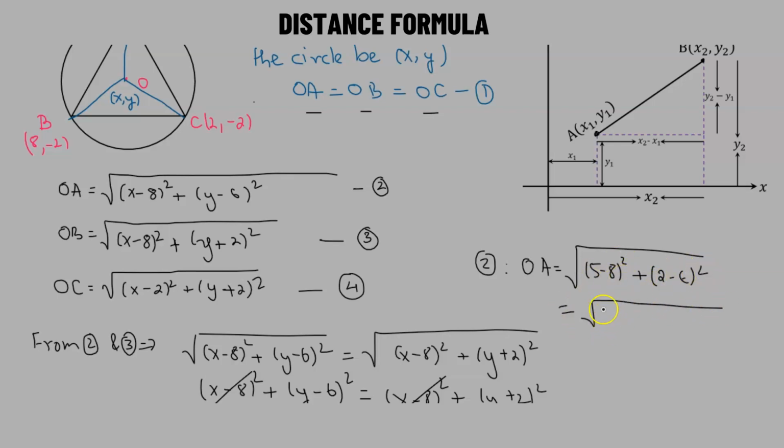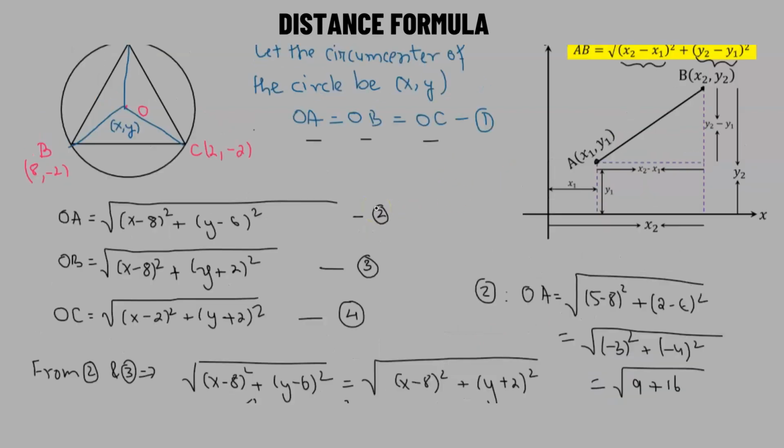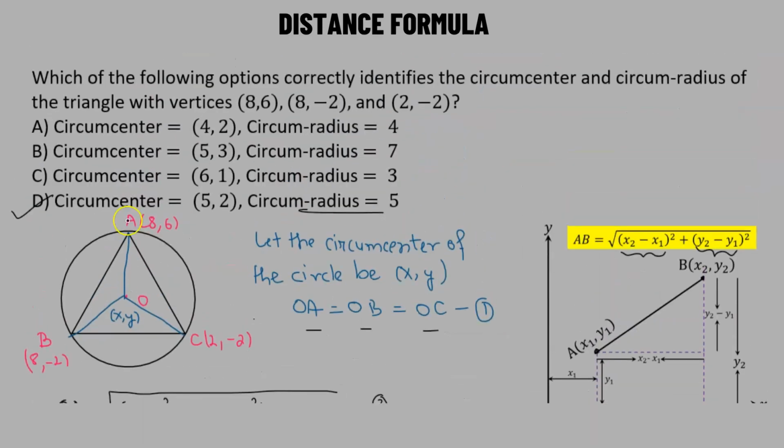So 5 minus 8, that's negative 3. We have negative 3 squared added to 2 minus 6. So that's negative 4 squared. So 3 squared, that's 9. 4 squared is 16. So 16 plus 9, that's 25. So the square root of 25 is simply 5. So I've obtained that the radius of the circle is also going to be 5, which means that the circumradius is indeed 5 units. So option D is the correct answer.